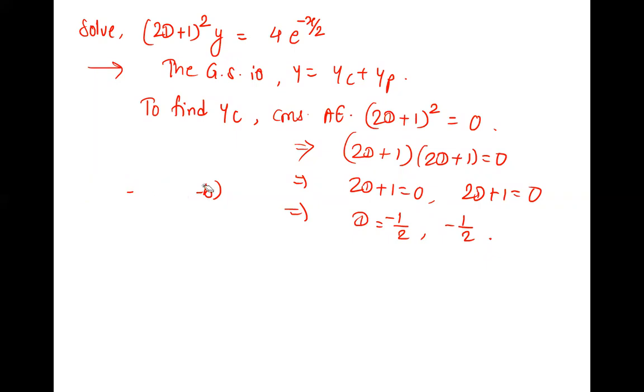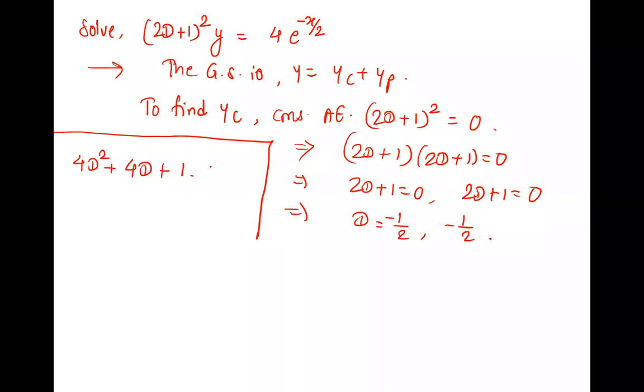So, or what we can do is, we just square this. Square is 4D square, A square plus 2AB, 2 into 2D, 4D plus 1 is equal to 0. Take out your calculator, put these values and solve for D. Just check.